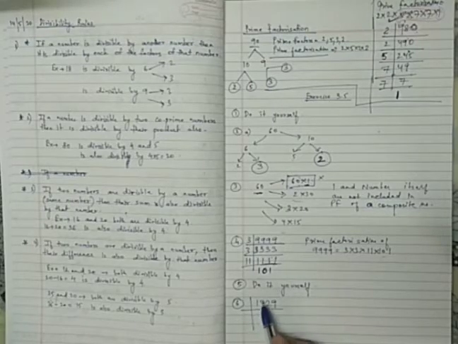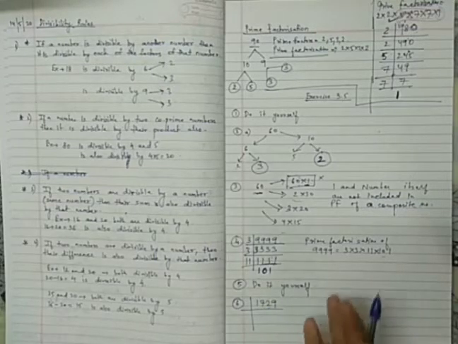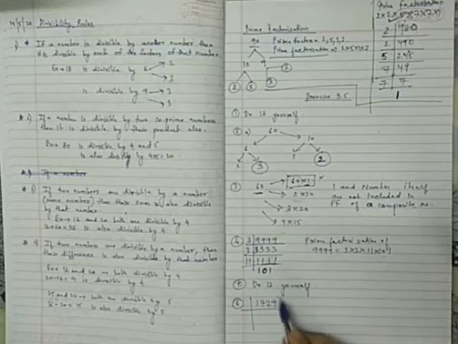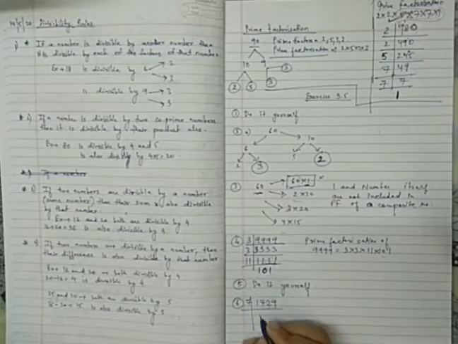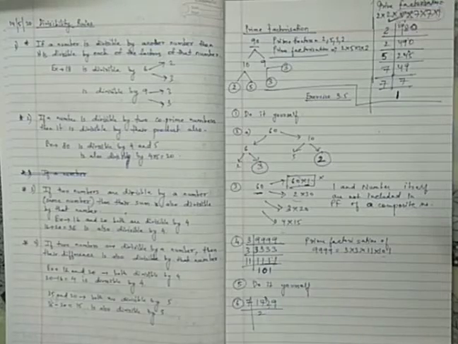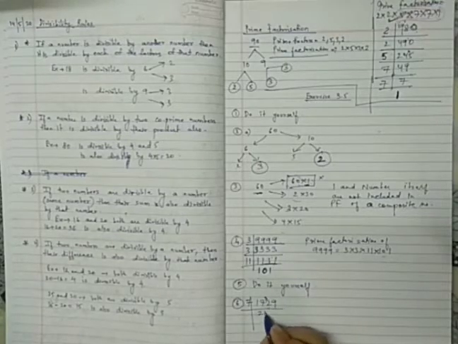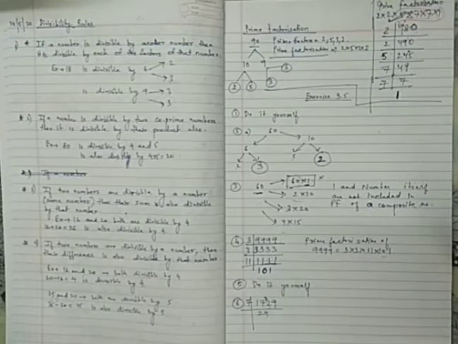7 twos are 14, 3 remaining. So this is 32. 7 fours are 28, 29, 30, 31, 32, 49. Okay, so it is divisible by 7. 7 twos are 14. You get 3 here, carry. So this is 30. 7 fours are 28. 32 minus 28 is 4. So again you get 49 here, carry.